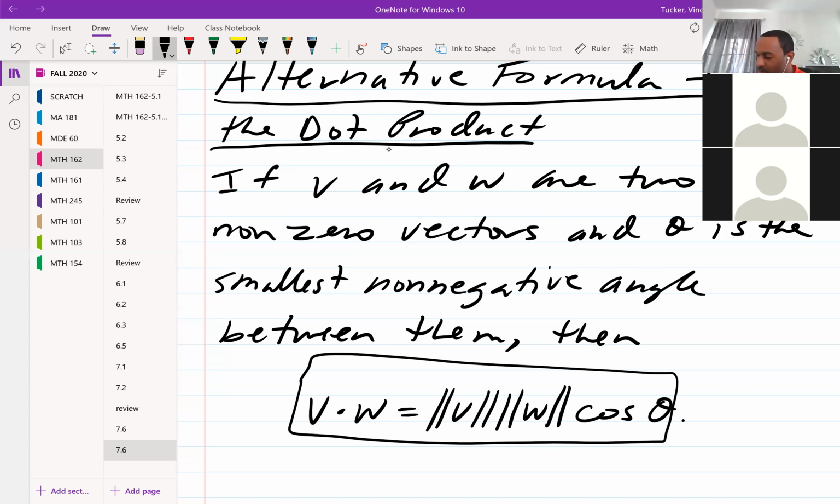All right. So, alternate formula for the dot product: if v and w are two non-zero vectors and theta is the smallest non-negative angle between them. So you're talking about if you have your two vectors, theta will be in between. Then v dot w is also equal to the magnitude of v times the magnitude of w times cosine theta.